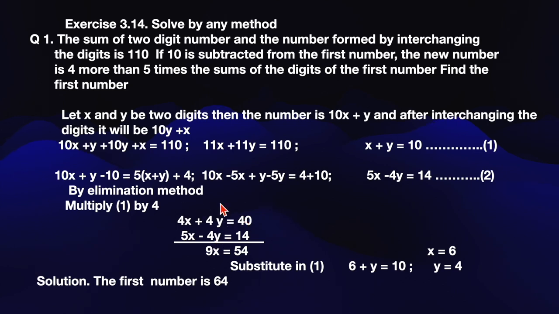So let me explain the elimination method again. Look at these 2 equations closely. Here we have y, here we have minus 4y. If I multiply this by 4 and add, I can cancel out or eliminate the y term. I can multiply the first equation by 4. I get 4x plus 4y is equal to 40. Add it, this gets eliminated, and then 9x is equal to 54. x is equal to 6. Substitute in any one of the equations, you get the answer, y is equal to 4. Again, you can use any method, whatever you find easy.